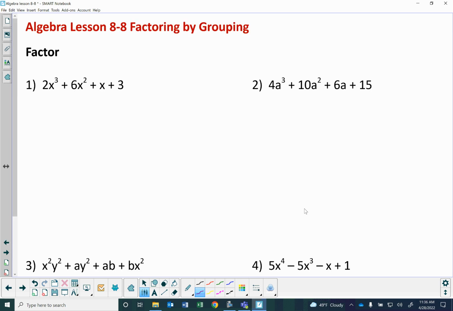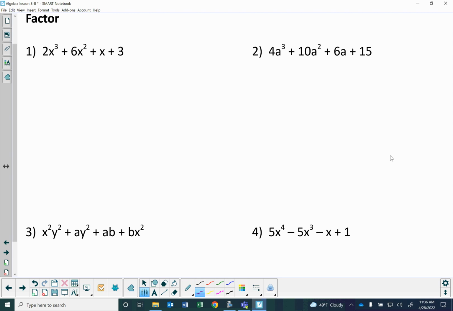So let's look at some factoring by grouping. Factoring by grouping is oftentimes used when you have more than 3 terms, like 4 terms or 6 terms. You're going to look to group things together so that you can factor something out. So if I look at this first problem, 2x cubed plus 6x squared plus x plus 3, it has 4 terms. So I'm going to look to factor by grouping. And I always start with first two, last two.